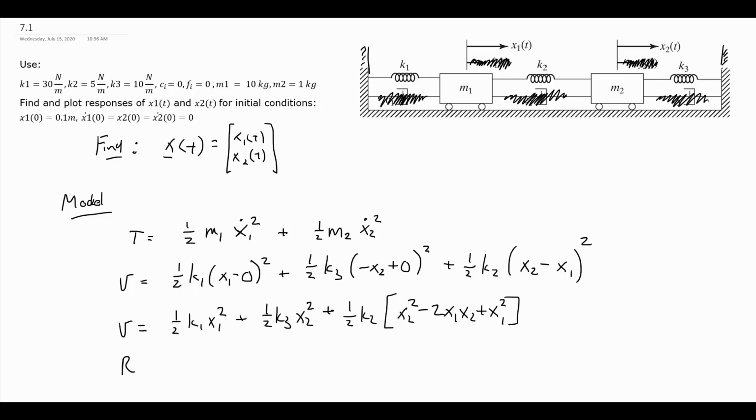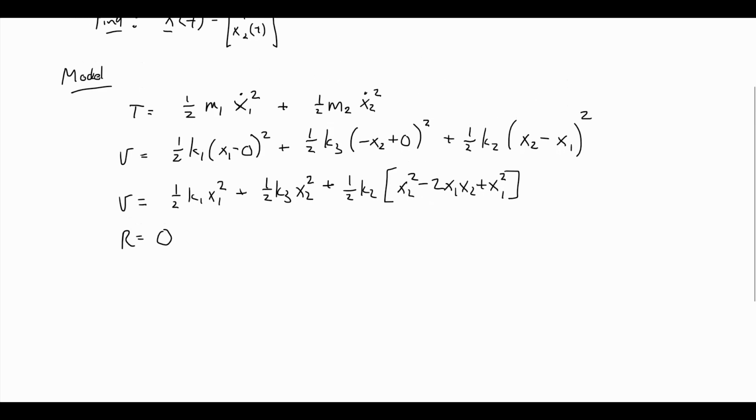And R, just for good measure, is going to be 0. There's no dissipation in the system as we're looking at it. We're saying all the dampers are set to 0. So we have potential and kinetic energy only, and there's no forcing. Now I want to go further, and I want to use Lagrange's equation because that's going to be how we go from the modeling step to the equation of motion step. In general, we'll have this: d/dt of the partial of T with respect to xi dot.